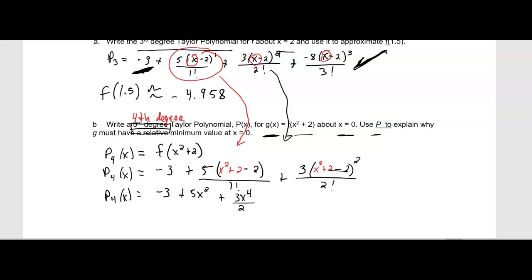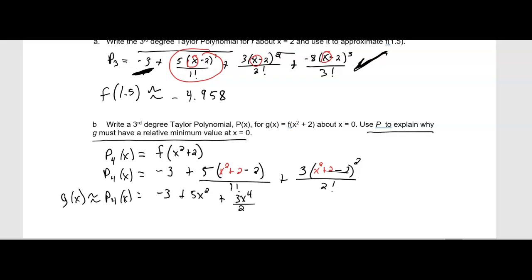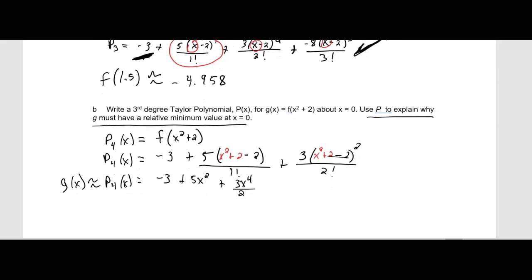The next question. This gets into, and this is one of the things that with us not being around, there's a little more focus on what we're going to do here normally. It says use P to explain why G must have a minimum value at x equals 0. So this is G of x. G of x is that 4th degree Taylor polynomial. We're using that to approximate G of x. So typically the way we've done these to find minimums is take your derivative, set it equal to 0, see where it's undefined, find endpoints, do your testing, all that stuff.